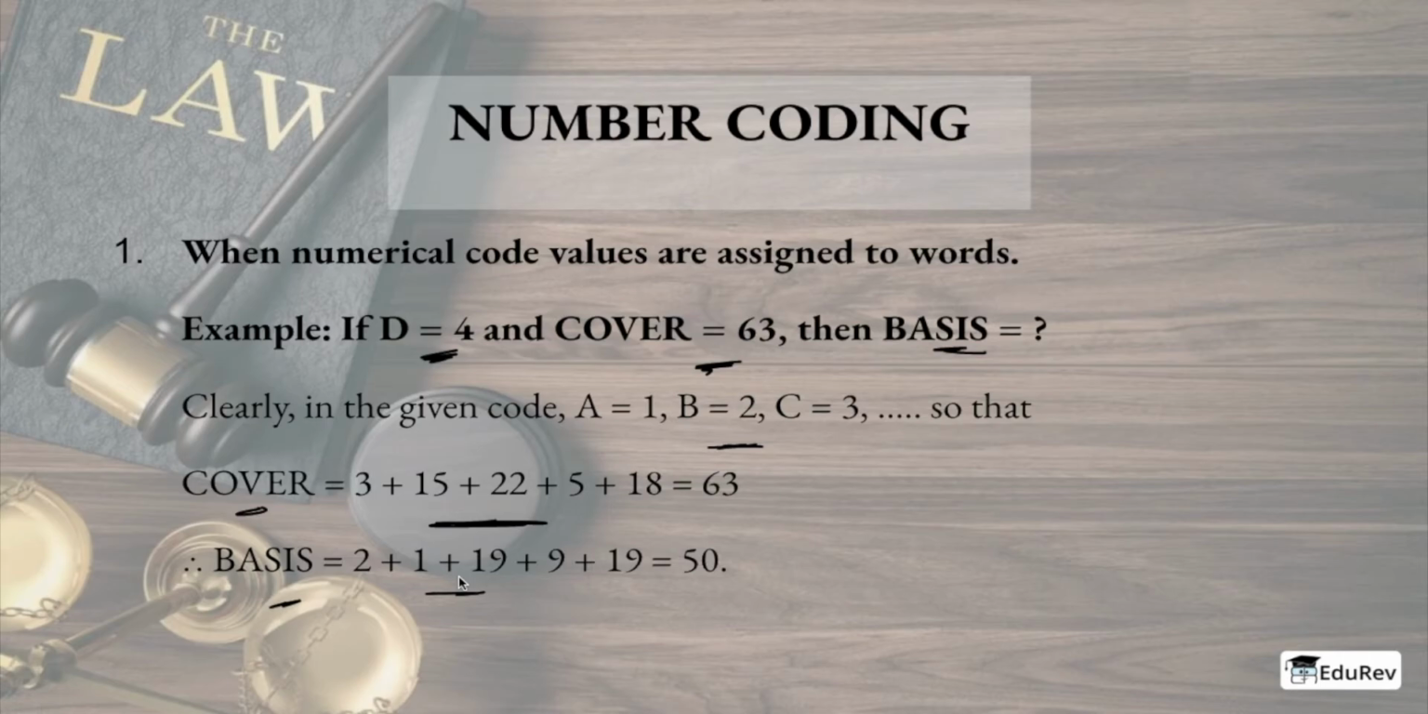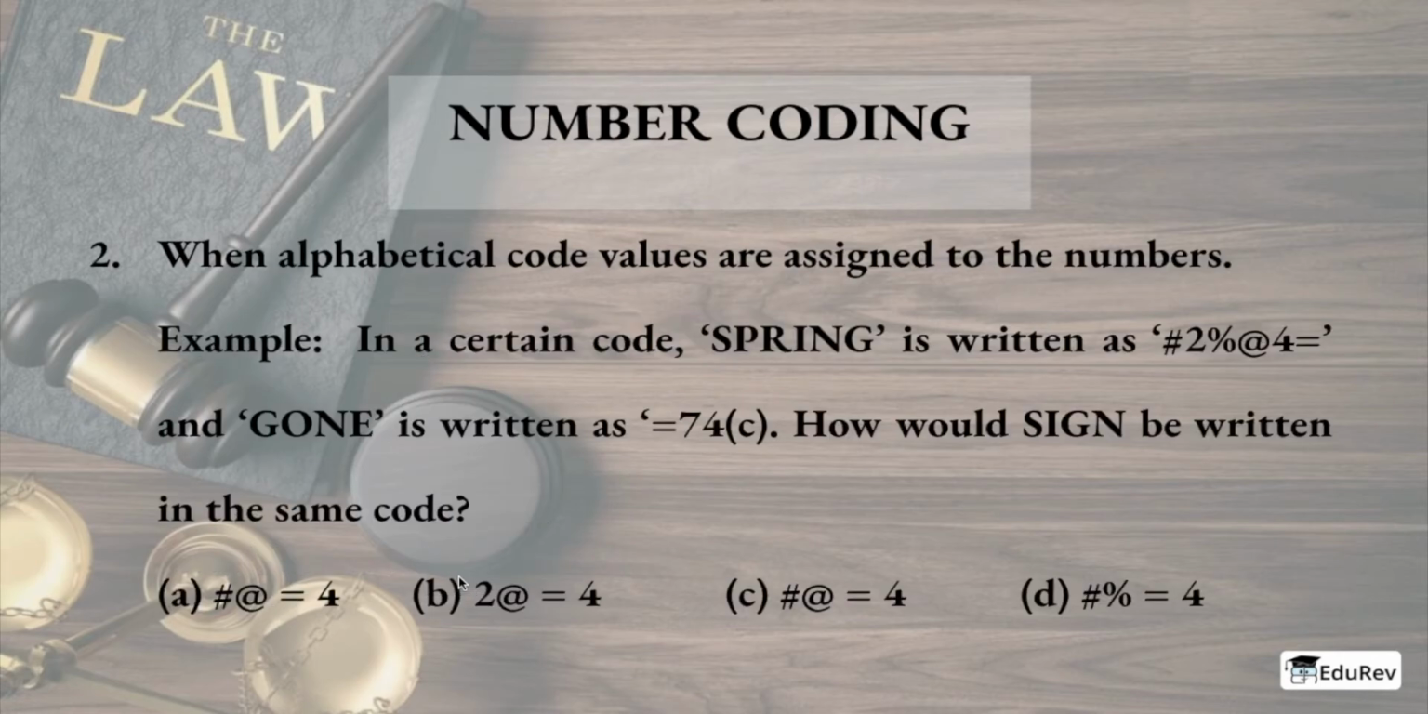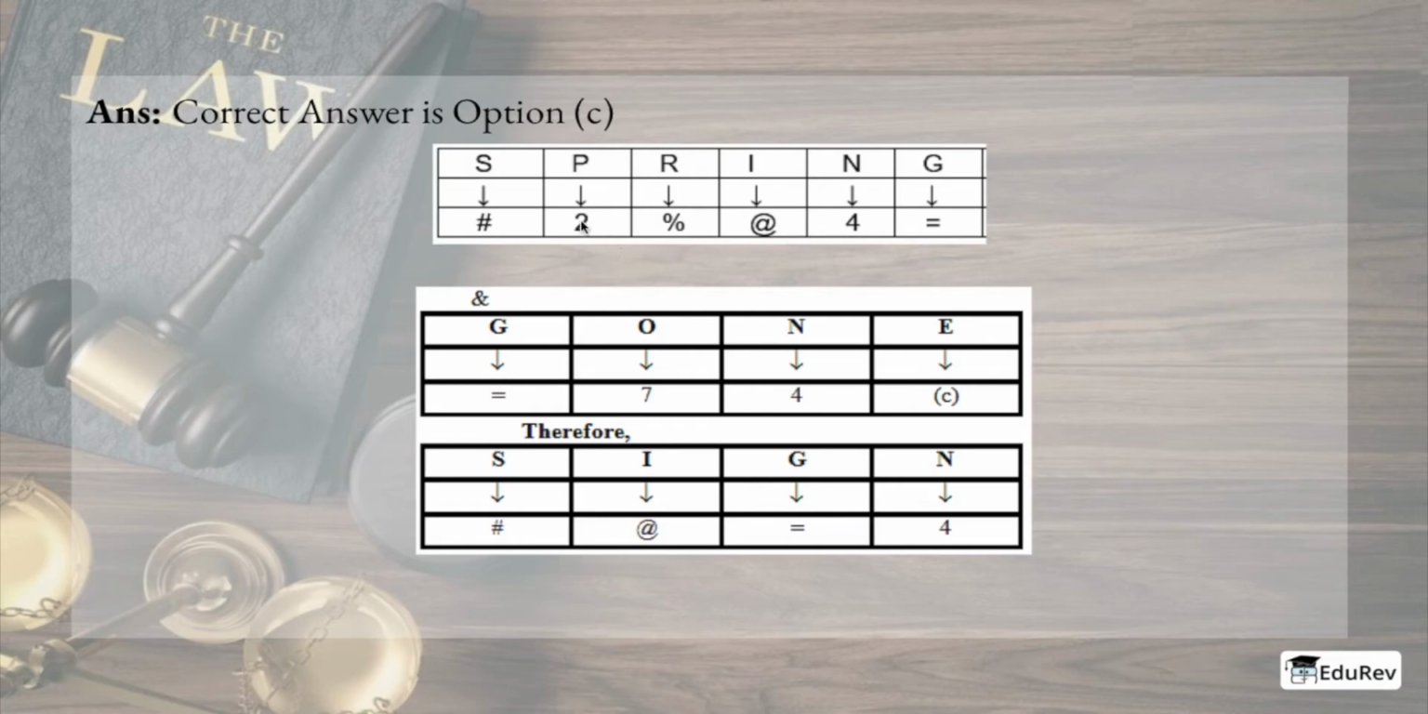And the second is when alphabetical code values are assigned to the numbers. For example, spring is written as this and gone is written in this way. So how would you assign the value to sign? To figure it out, spring is written in this format, gone is written in this format, right? So we need to figure out what S is for, what I is for, what G is for, and what N is for, and it's clearly given. From there we can figure out how to write sign.